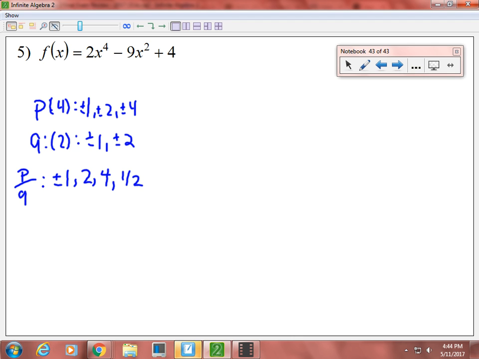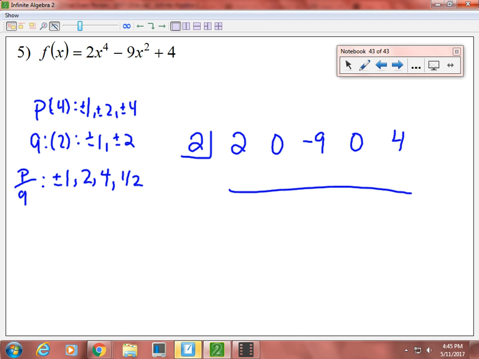Because I know what the answer is, I'm going to go ahead and go with 2. Remember, when I'm setting this up, it's 2x to the fourth, 0x cubed, negative 9x squared, 0x, and 4 is my constant. So make sure you're putting those zeros in there. Drop down this 2, multiply by 2 to get 4. Add those together, get 4. Multiply to get 8. Negative 1, negative 2. Multiply that, get a negative 4, which is 0. So that's what we want as a remainder of 0.